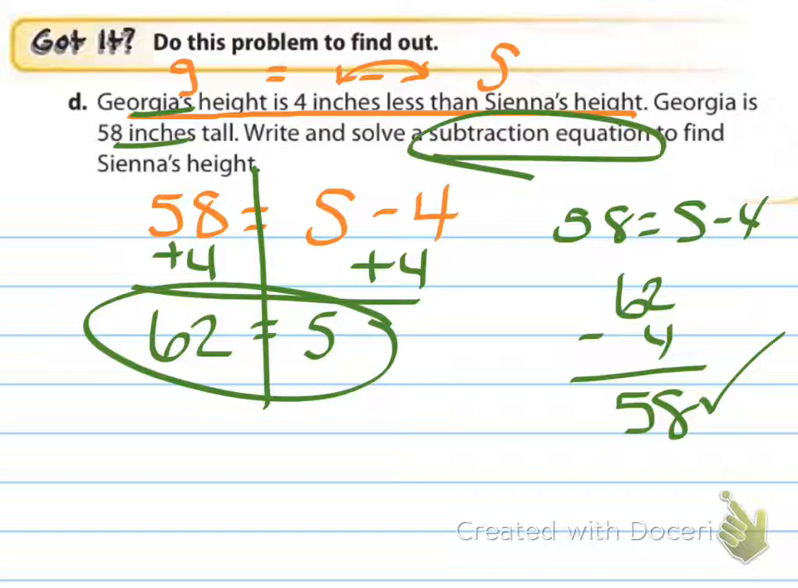So now I can substitute in the 58 for the G, and when it says less than, it's subtraction with the flipping. And so it's going to be s minus 4 equals 58, or 58 equals s minus 4. Either one is true. S is going to be 62 inches. And when I checked my work, I did 62 minus 4 is 58, check mark.